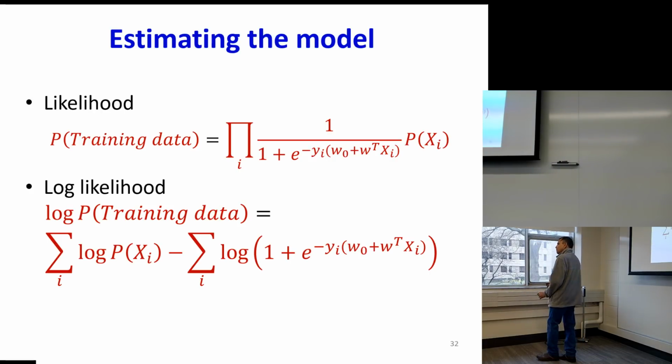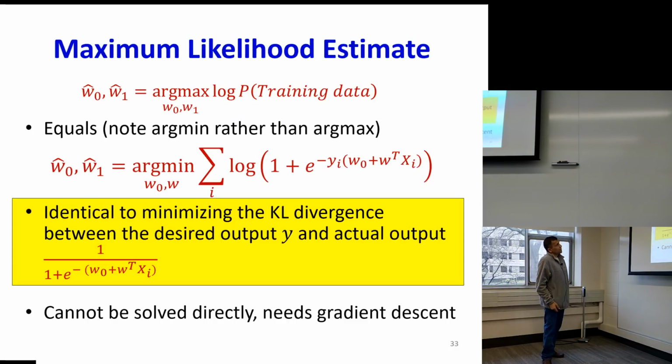Now, a standard approach for training parametric probability distributions for data is to find the set of parameters that maximize the likelihood of your training data. So if I were to perform maximum likelihood estimation over here, the estimate for the weights is going to be the argmax over the weights of the log of the probability of the training data, right? Maximizing the log of the probability is the same as maximizing the probability.